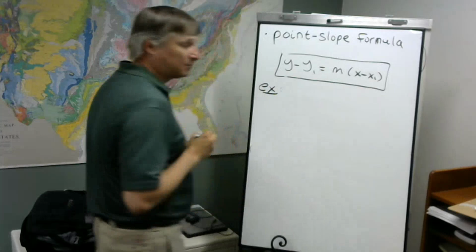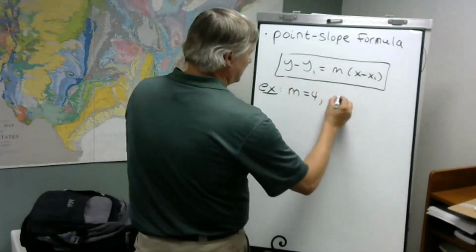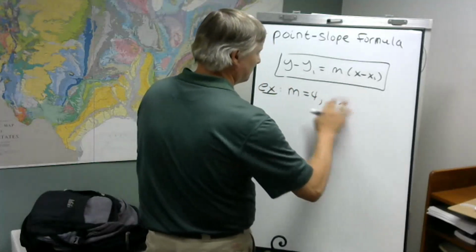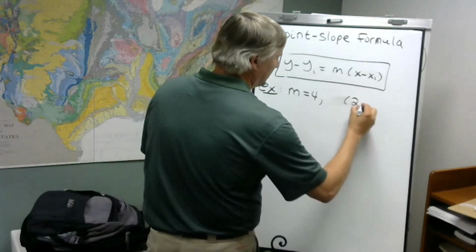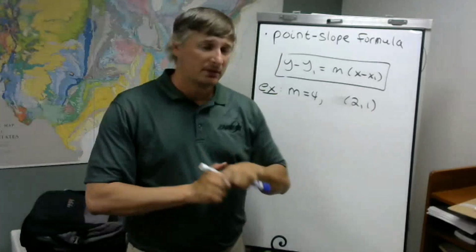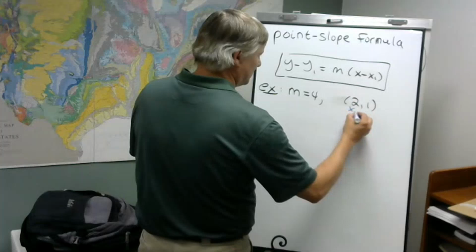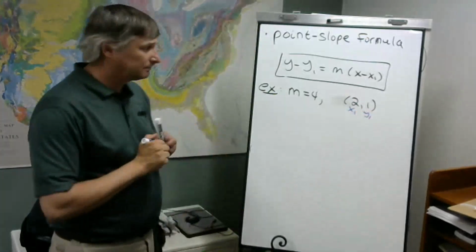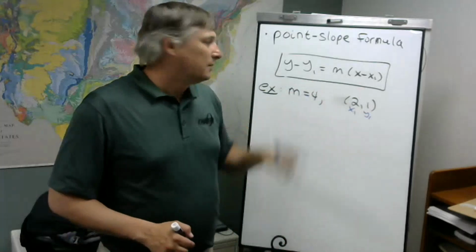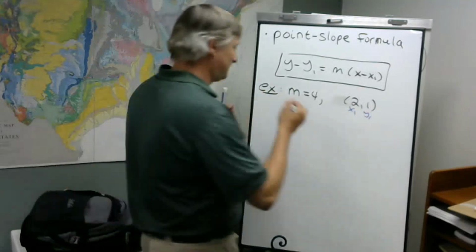What usually happens is we're given a slope, let's say 4, and a point on the line, let's say 2 and 1. That's a point. So I have a slope and a point. Well, the slope is going to be m. The point, let's label it x1, y1. And so we plug these 3 numbers into this formula and then solve for y, and that'll give us the equation of a line.